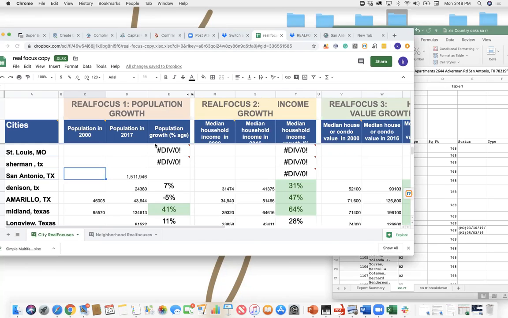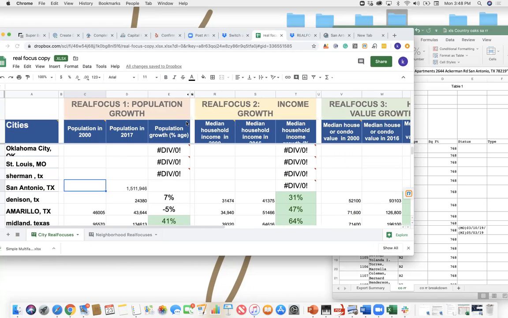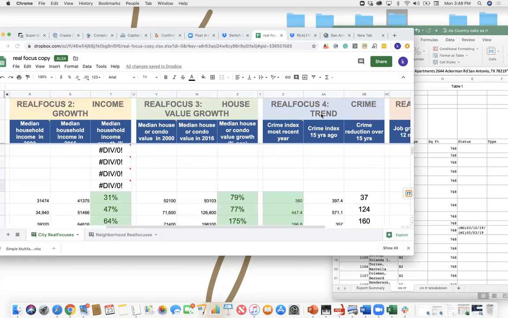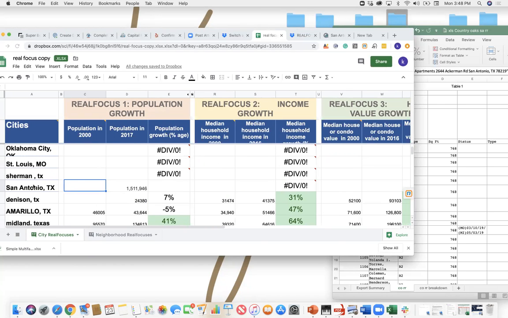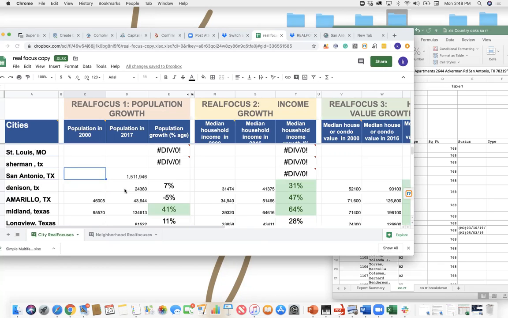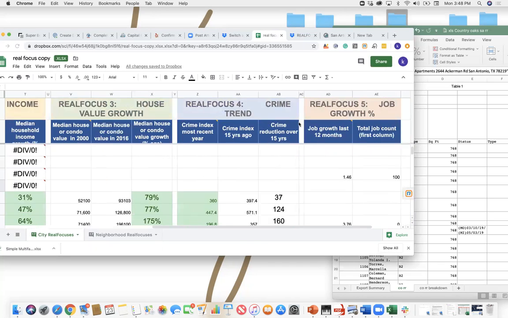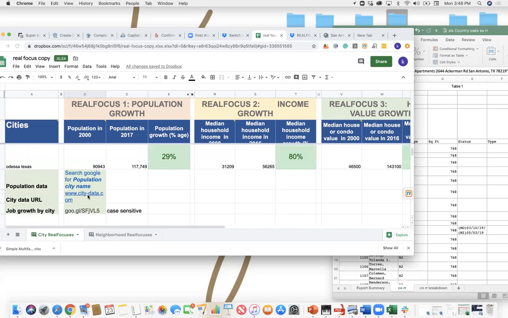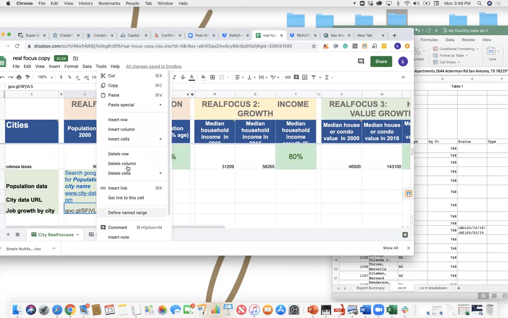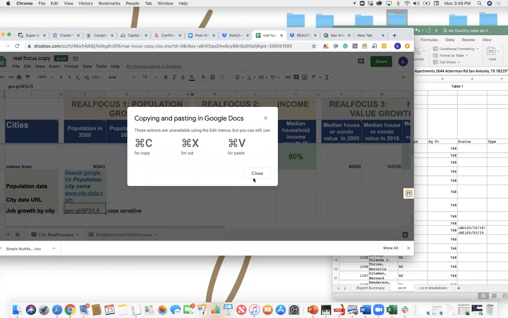I use Real Focus. With Real Focus, you're looking at these 5 different factors: population growth, income growth, house value growth, crime trend, and then job growth. So I'm going to come down here. Right now we've got San Antonio. We're going to source all this data, except for the last one, job growth, from city-data.com. That's where population growth is going to come from.